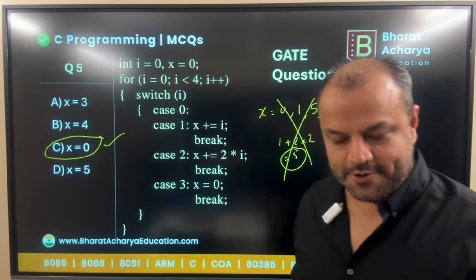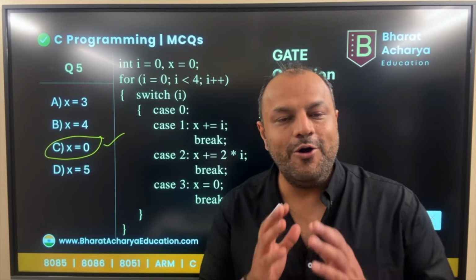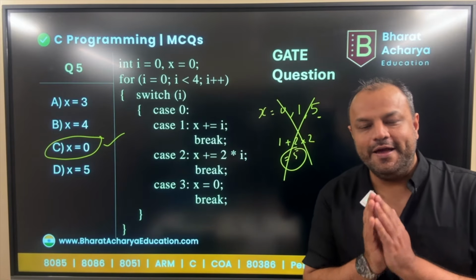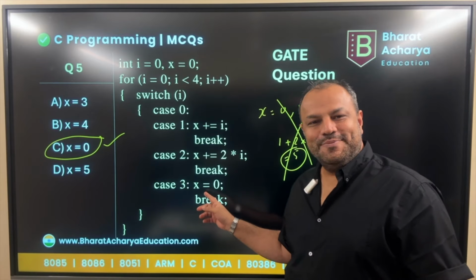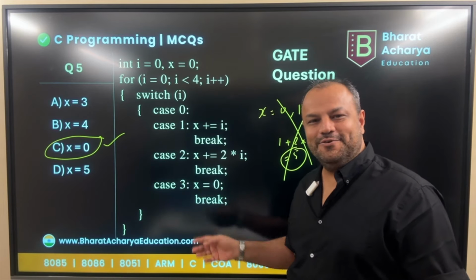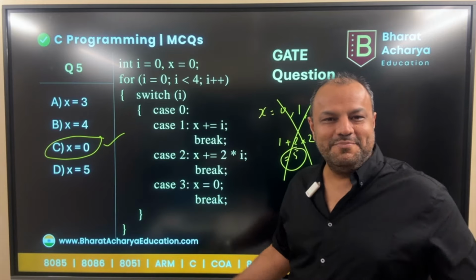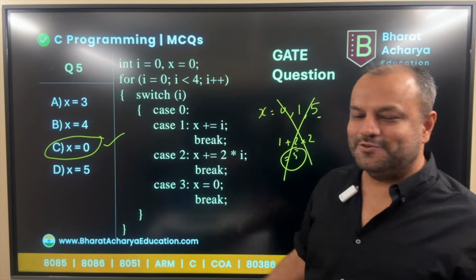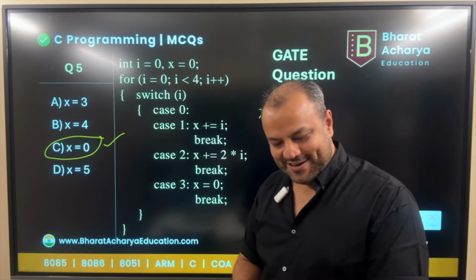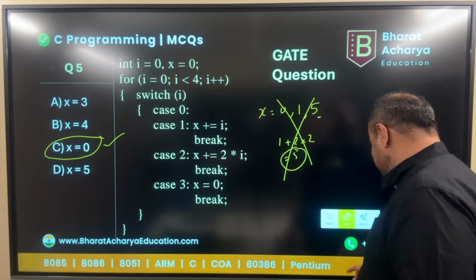So this is basically a question for people who know how to observe every detail of the question and not fall for it. Because in case 3, x is equal to 0, whatever you did before this is immaterial. In the last iteration, x will become 0 and the loop will break. So the final value of x is 0. Tell me, did you understand this? Right.